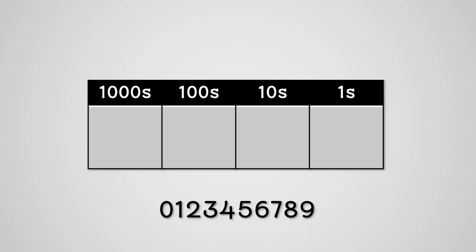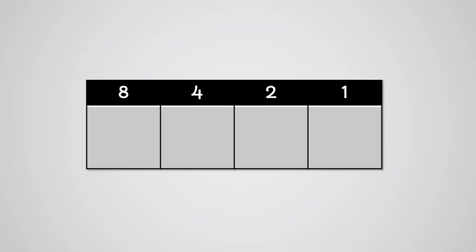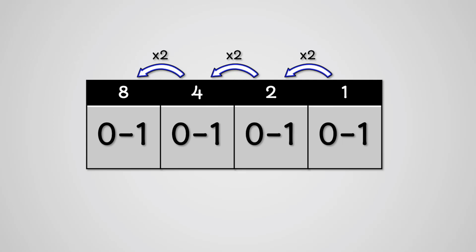So if we want to write the number 4096, then we would need to have 4 thousands, 0 hundreds, 9 tens, and 6 ones. You're probably very familiar with this entire system from when you were very young. Binary numbers work very similarly, except the columns increase in multiples of 2 and each column can only store a 0 or 1. It's important that you get your columns drawn out first.